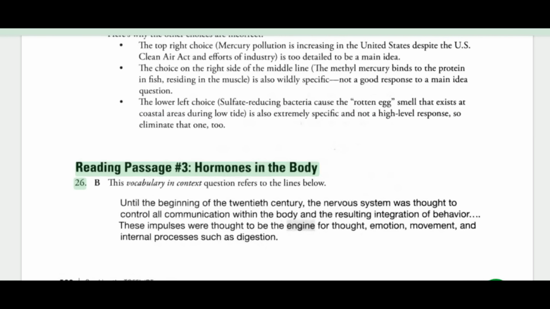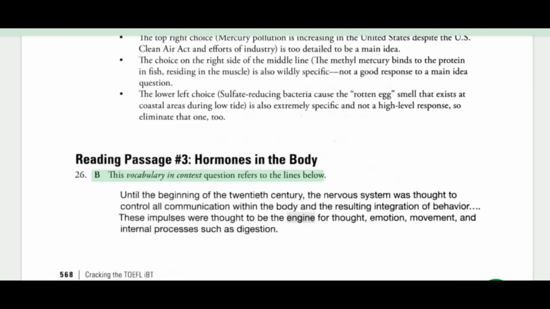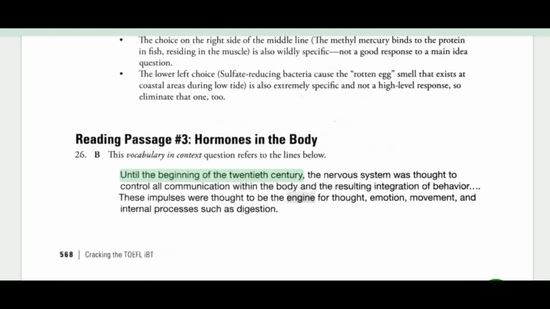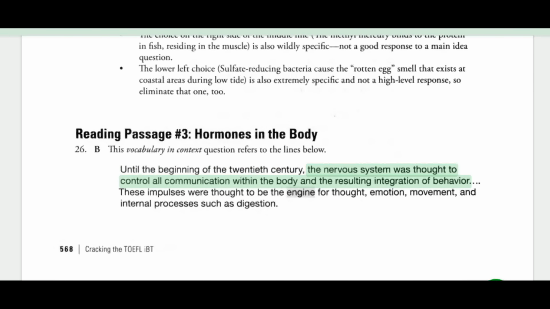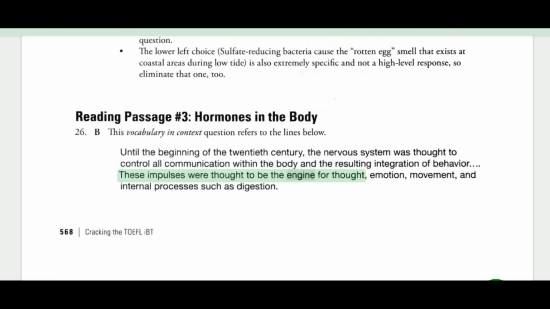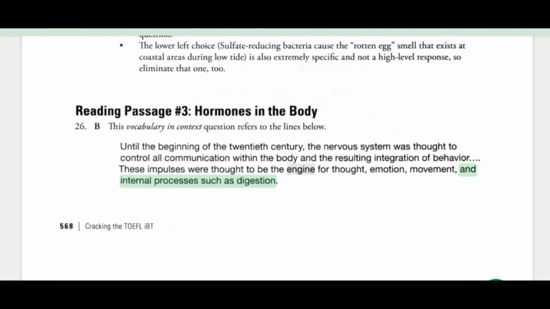Reading passage number 3. Hormones in the body. 26. B. This vocabulary in context question refers to the lines below. Until the beginning of the 20th century, the nervous system was thought to control all communication within the body and the resulting integration of behavior. These impulses were thought to be the engine for thought, emotion, movement, and internal processes such as digestion.